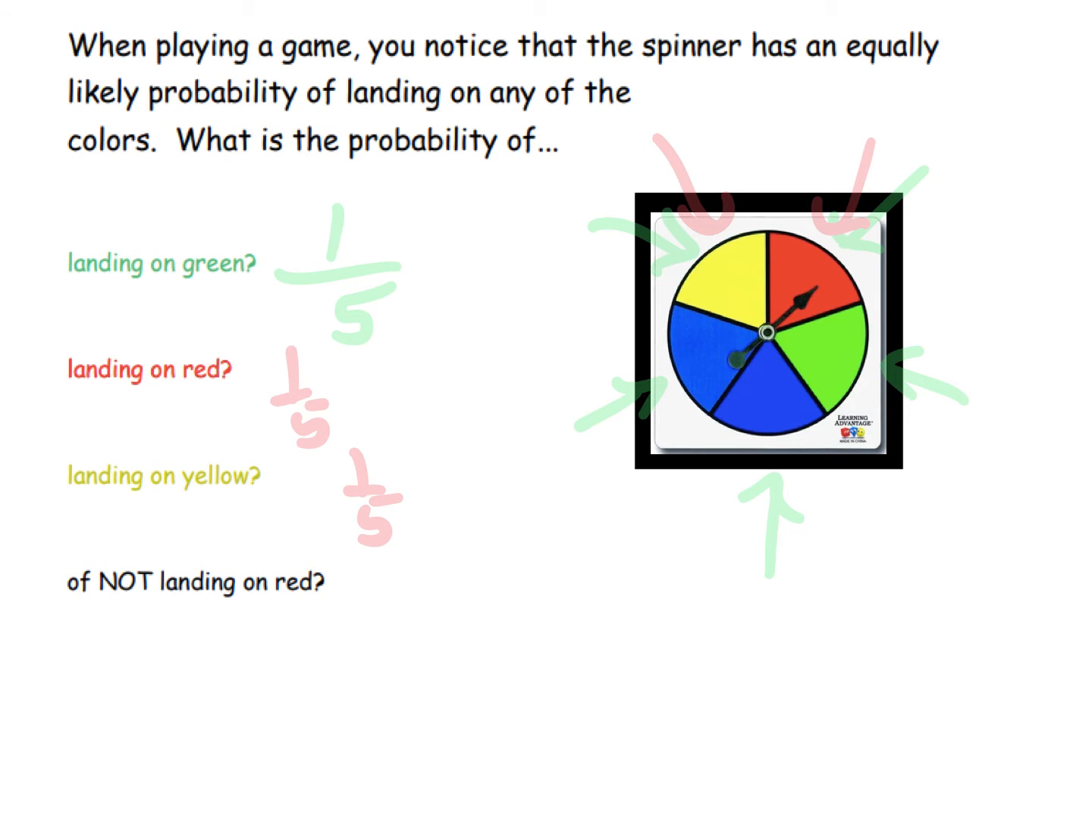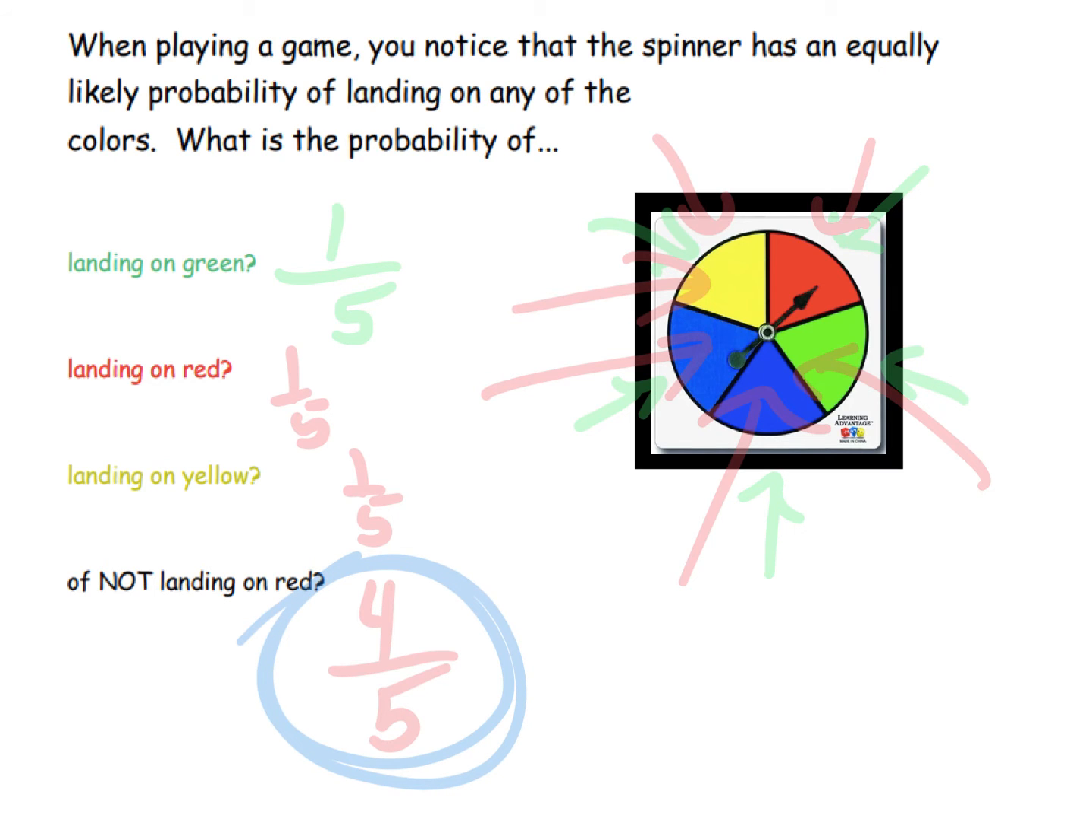Landing not on red. Well, then I could win here, or here, or here, or here. And or means add, so 1, 2, 3, 4. You add them all up, you get 4 out of 5 things that could happen. Not landing on red is a 4 out of 5 chance.